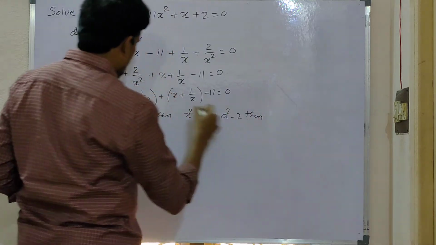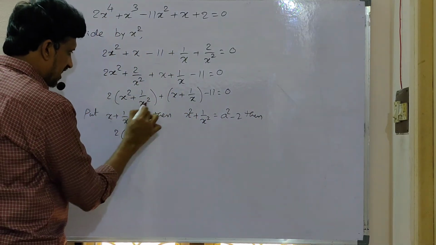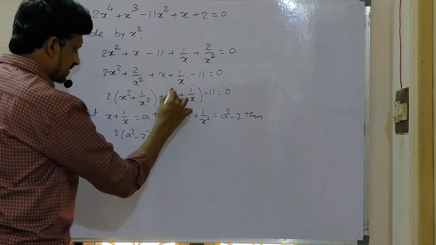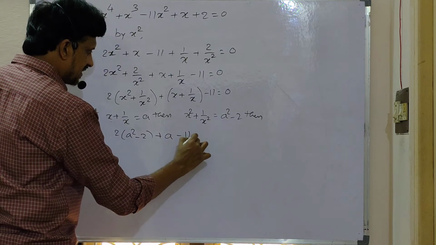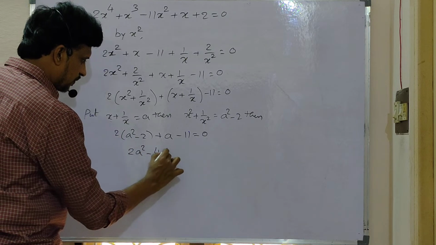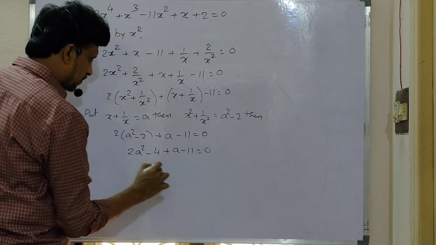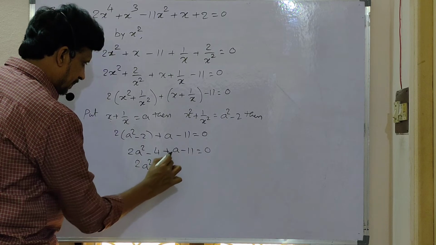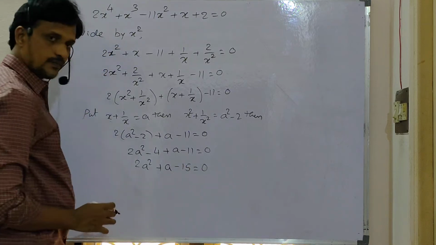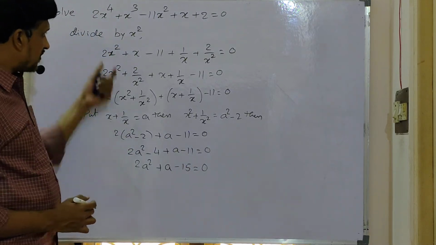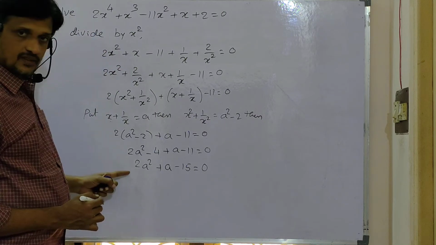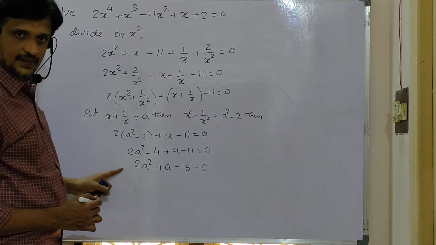Then the above problem will be 2 into, instead of x^2 + 1 by x^2, you can write a^2 - 2, plus x + 1 by x is a, minus 11 is equal to 0. So this will be 2a^2 minus 2 into 2, that is 4, plus a minus 11 is equal to 0. So this is 2a^2 + a - 4 - 11, which is minus 15, equal to 0. This is the transformed form of the given equation. It is not a quadratic equation, but we converted it into a quadratic equation in terms of a.